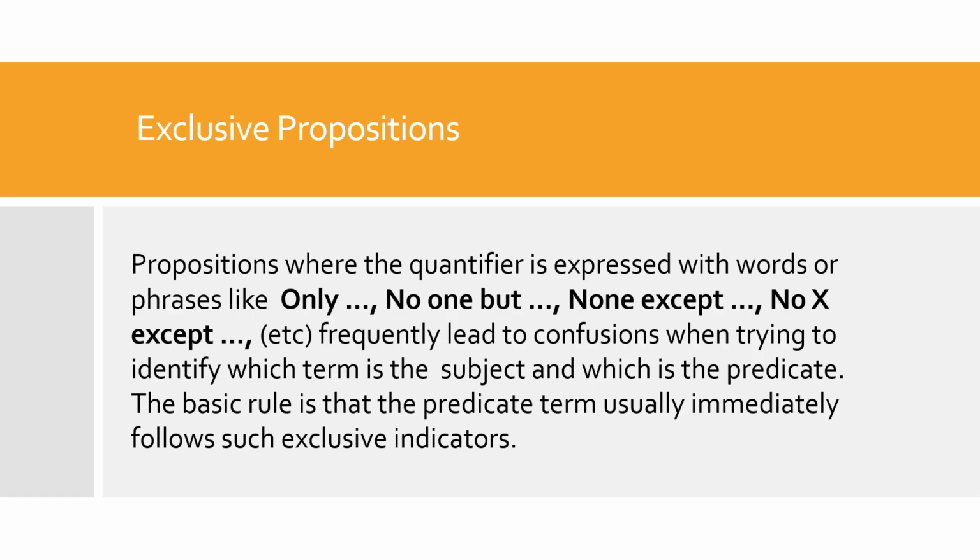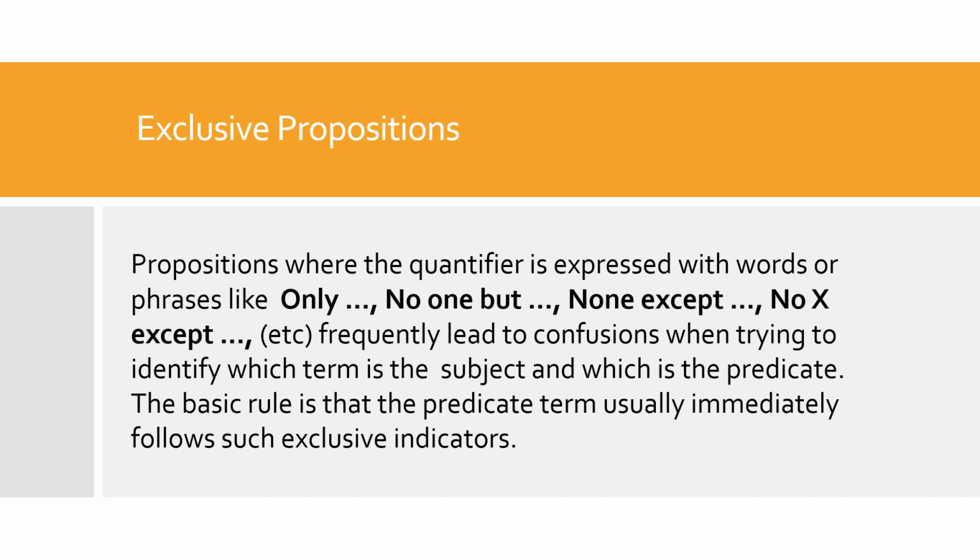Perhaps the most confusing of all the translation stuff that you'll have to do for this section deals with what are called exclusive propositions. Exclusive propositions are the kind of propositions where the quantifier is expressed with words or phrases like only X, no one but Fred, none except Bob, and the like. And these frequently lead to confusions, in particular when you try to identify precisely what your subject is and what the predicate is. The basic rule here is that the predicate term is usually going to follow immediately after the exclusive proposition indicators.